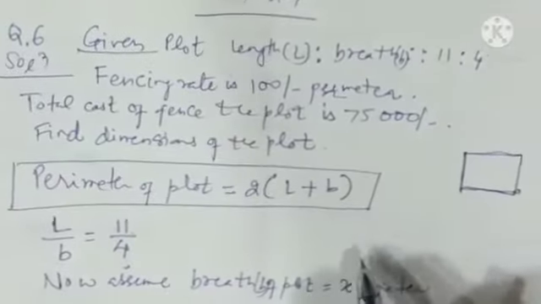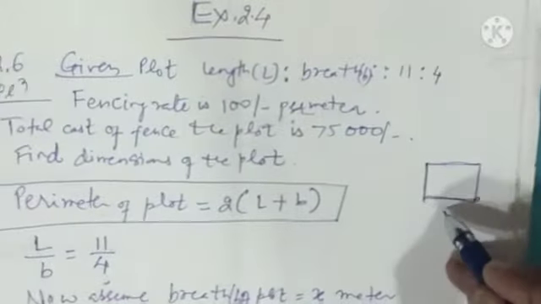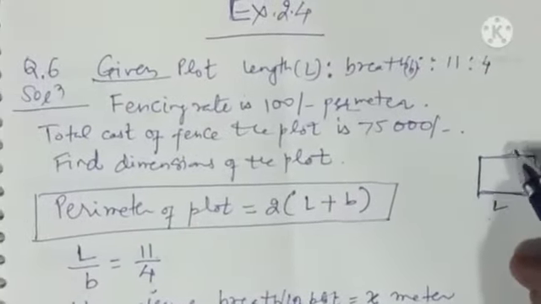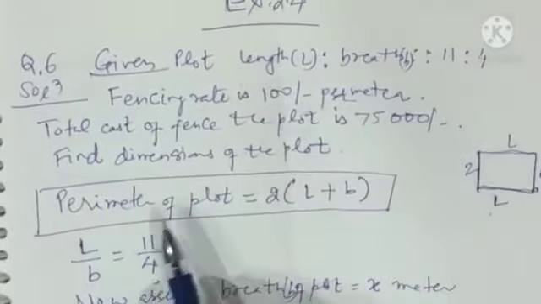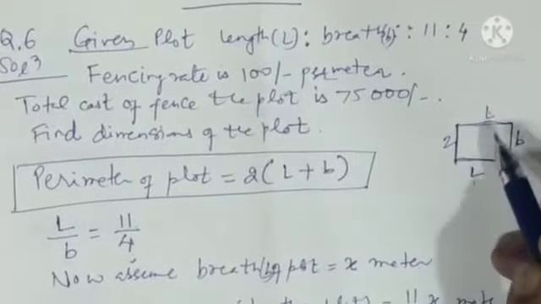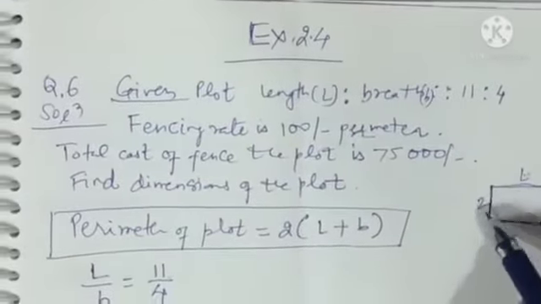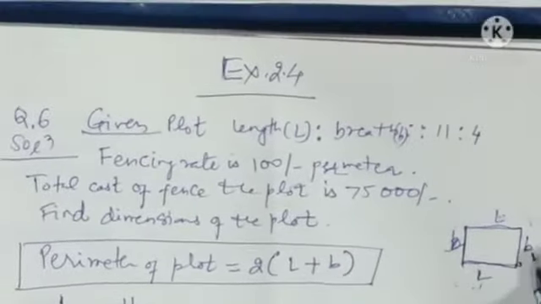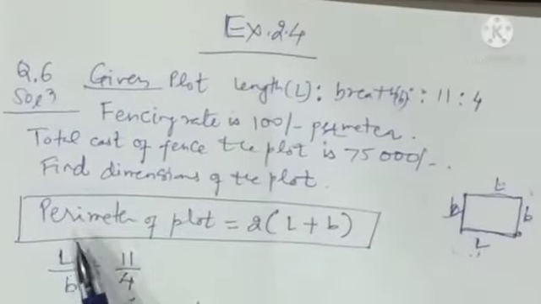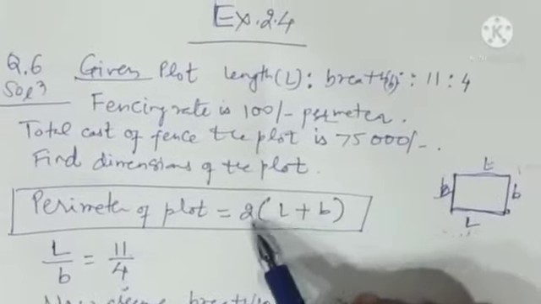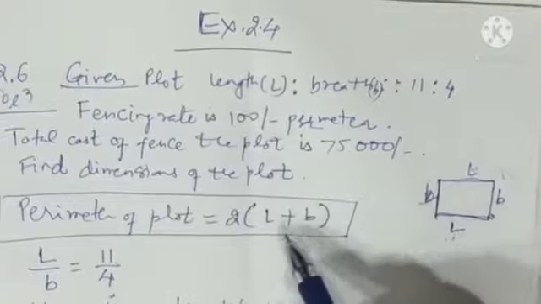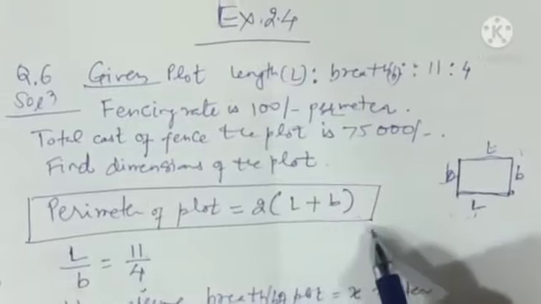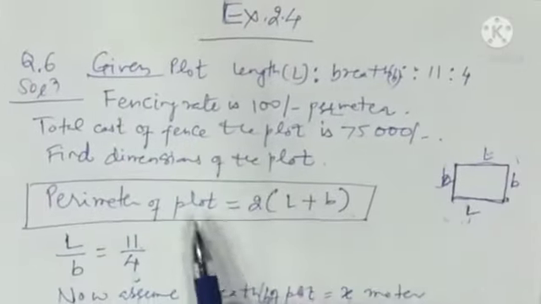It is mentioned that it is a rectangular plot, so it has a length and a width. The perimeter of the plot is equal to 2 times the length, you add the whole 4 sides: B plus L plus B plus L. So the perimeter of the plot is equal to twice of L plus B. I think you are clear about what the perimeter of the plot means.